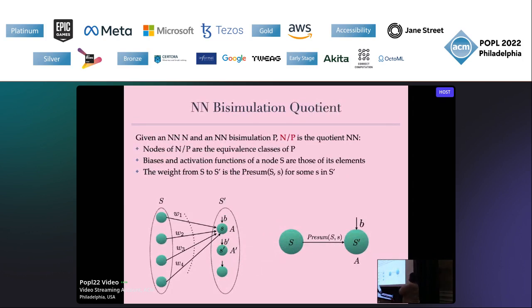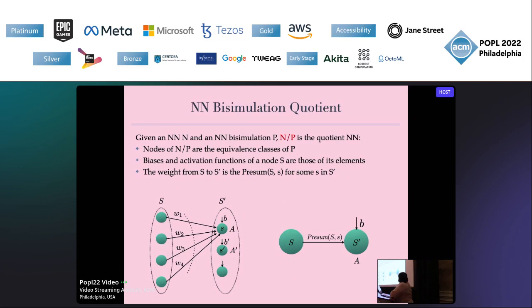Okay, so once I have the notion of bisimulation, I can define quotienting, which is straightforward. So quotienting of N with respect to the equivalence relation P is sort of the standard quotienting. The nodes are the equivalence classes, and the biases and activation functions are pretty straightforward. We associate the bias and activation function of some node in that equivalence class, and it doesn't matter which one we choose because from the definition of bisimulation, we know that they all have the same activation function and bias.